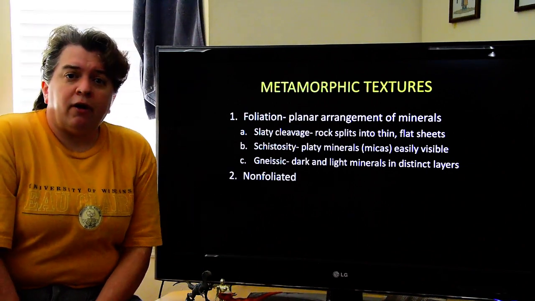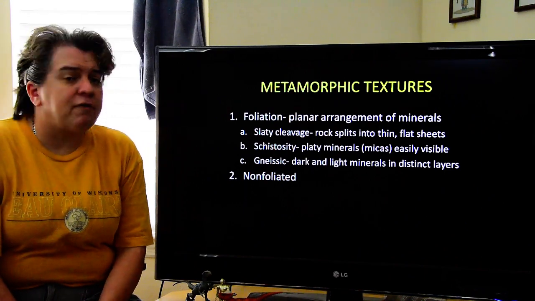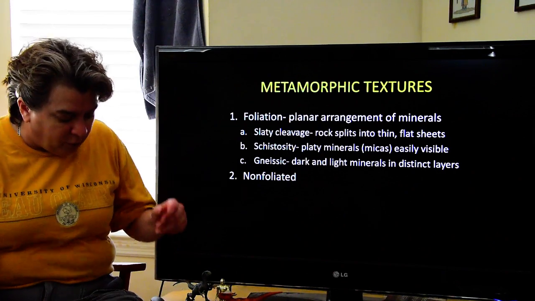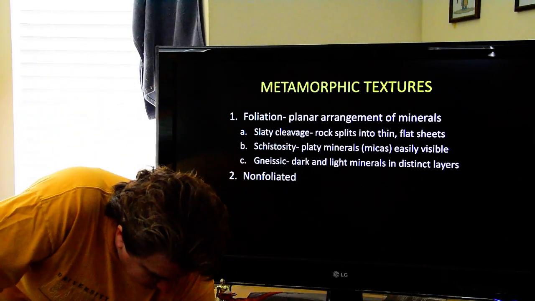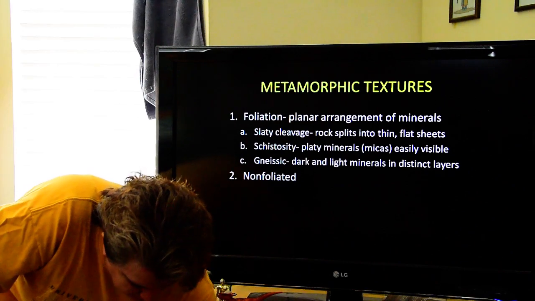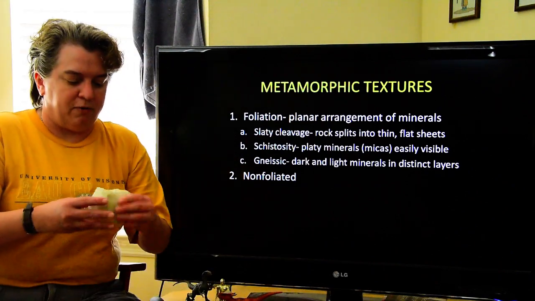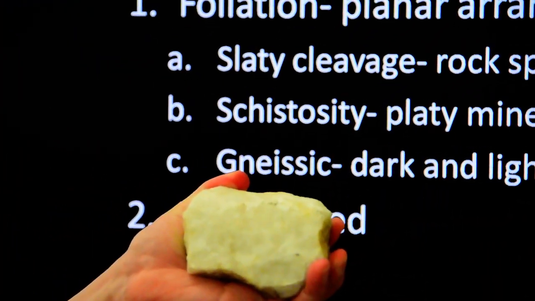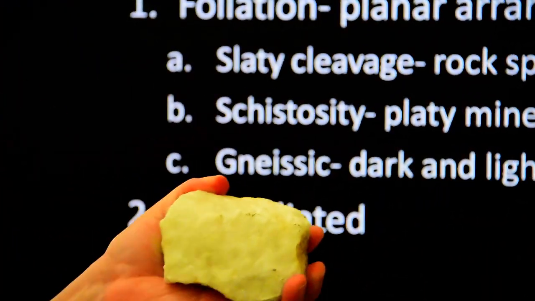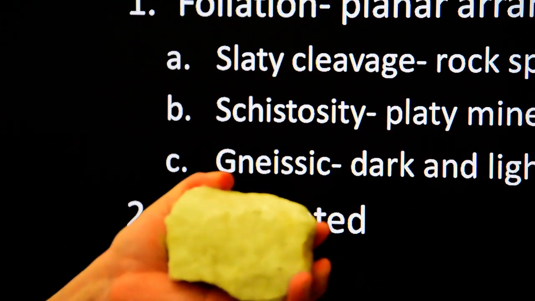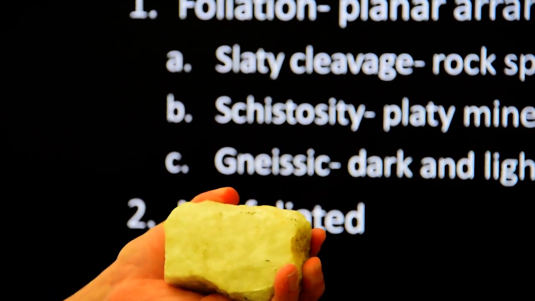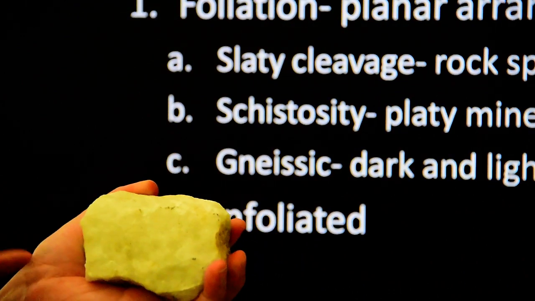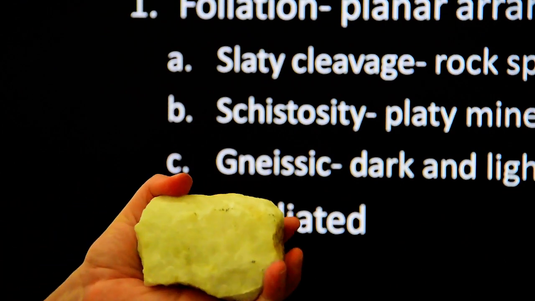Now, our other texture that's very important when identifying metamorphic rocks is the ones that are non-foliated. So this is a non-foliated metamorphic rock. Notice you don't see any layers in there, right? You don't see anything like that. And part of the reason you don't see anything like that, there's none of those platy minerals in there. This actually is a piece of marble.